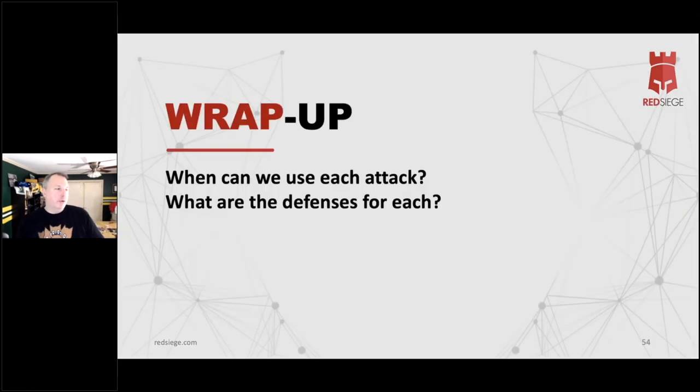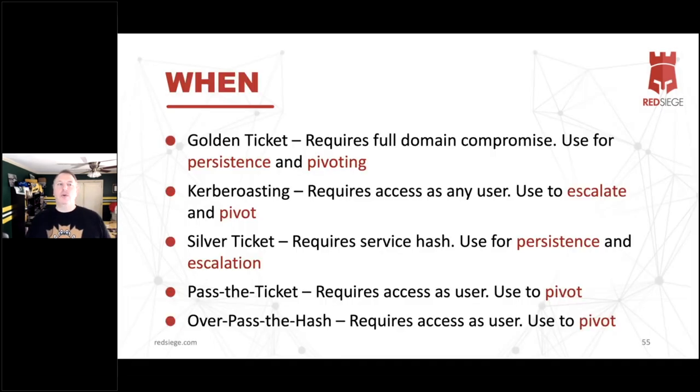All right, so let's go through some of the wrap up here. We'll talk through when we can use these attacks and what some of the defenses are. Well, the golden ticket is used for persistence and pivoting. This is not an access mechanism. This does not get me into the network at first. This does not give me my initial access. I have to have control of a domain controller or that level of permissions to get that password hash so that I could potentially reuse it.